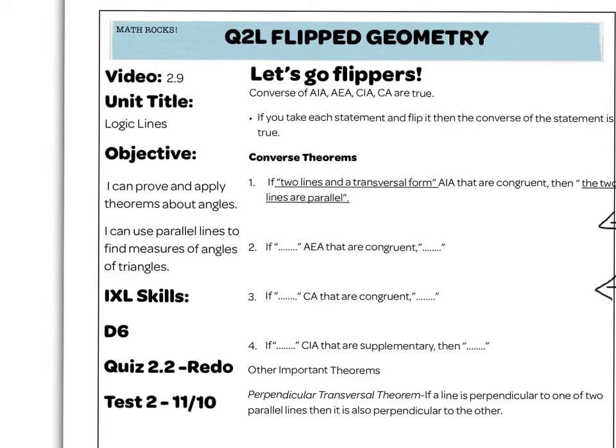Good afternoon, students. This is video 2.9. The unit title is Logic Lines. Your objectives are, I can prove and apply theorems about angles, and I can use parallel lines to find measures of angles of triangles. Okay.